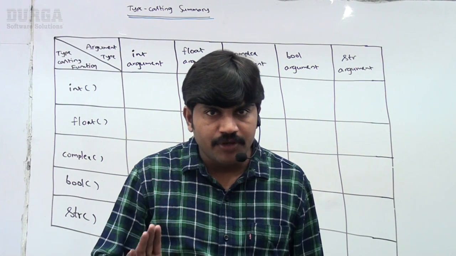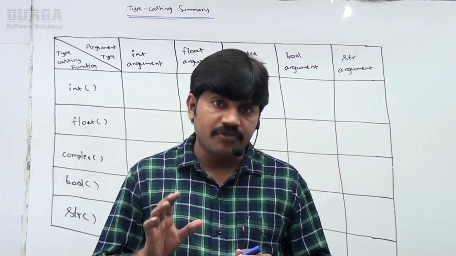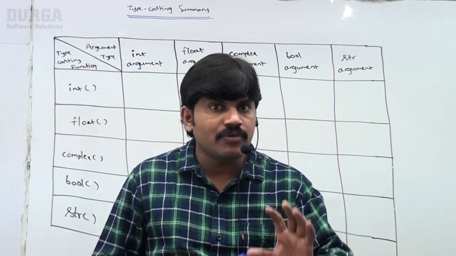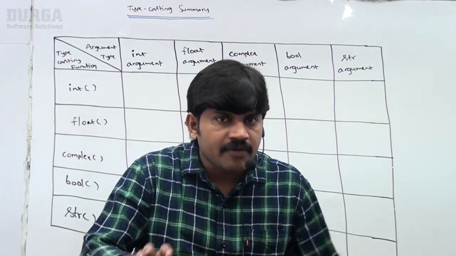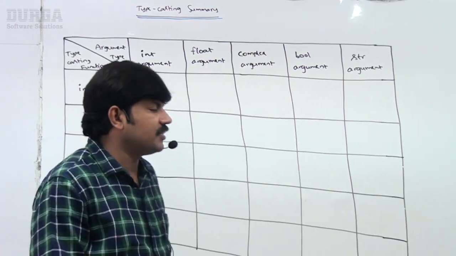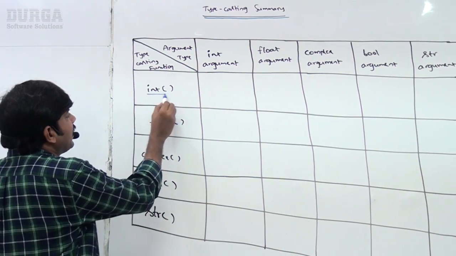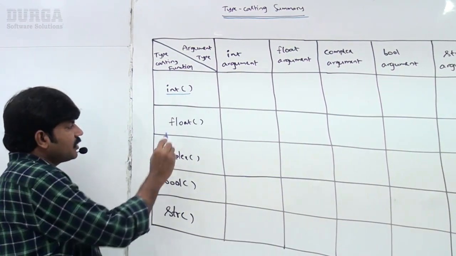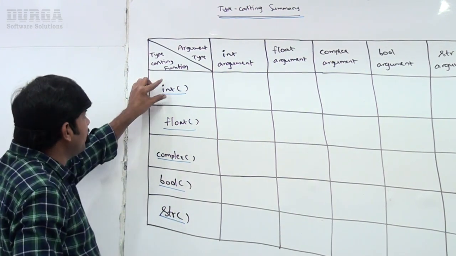Sir, in the last videos we covered very clearly how to perform typecasting with examples. All the 5 typecasting functions I explained. Let me explain again with respect to the summary so that you will get much clarity. Observe that, sir. The first typecasting function I explained is int. Total how many functions are available? 5 functions are there.